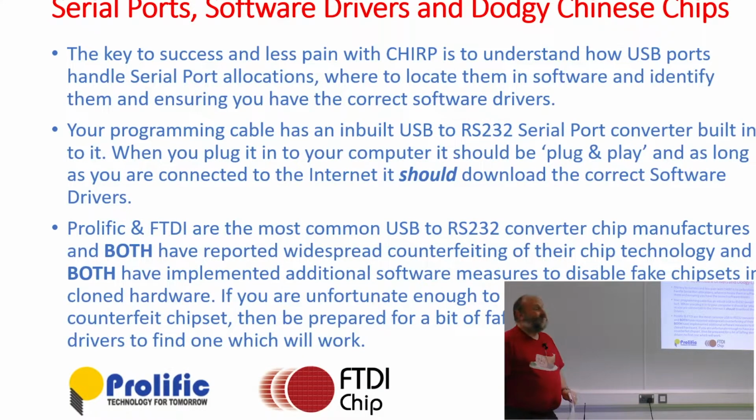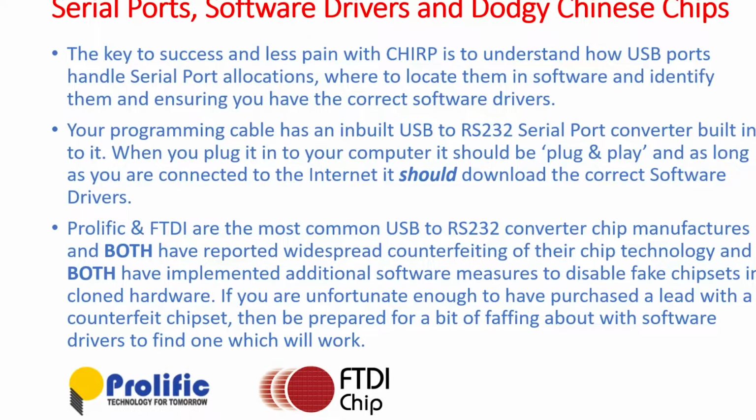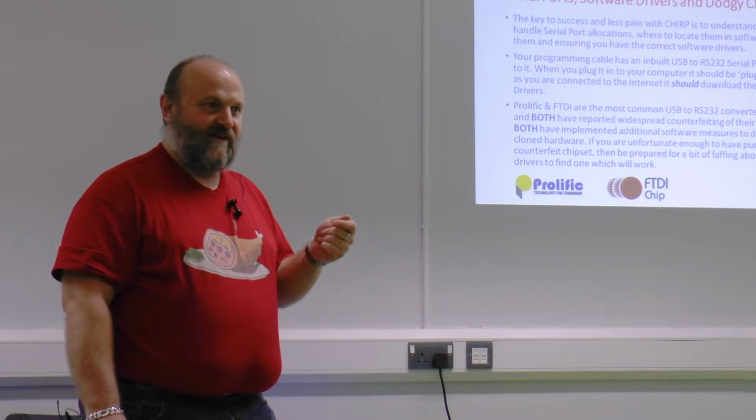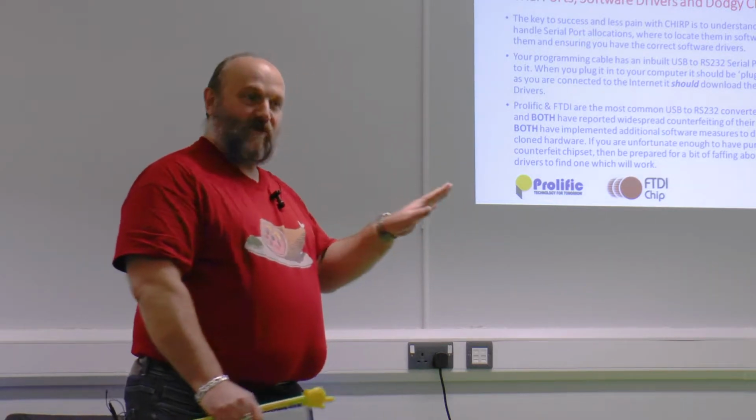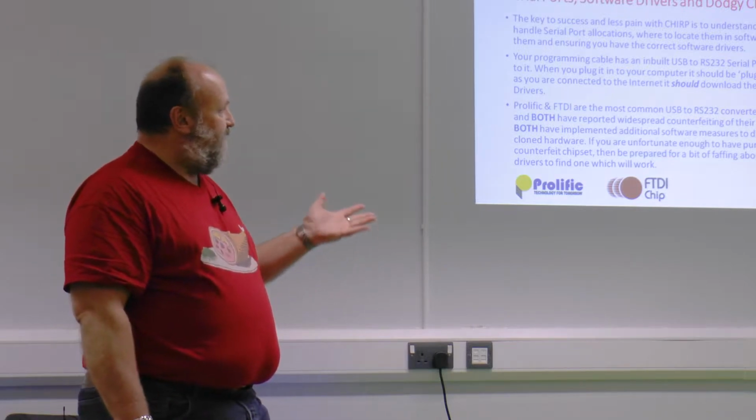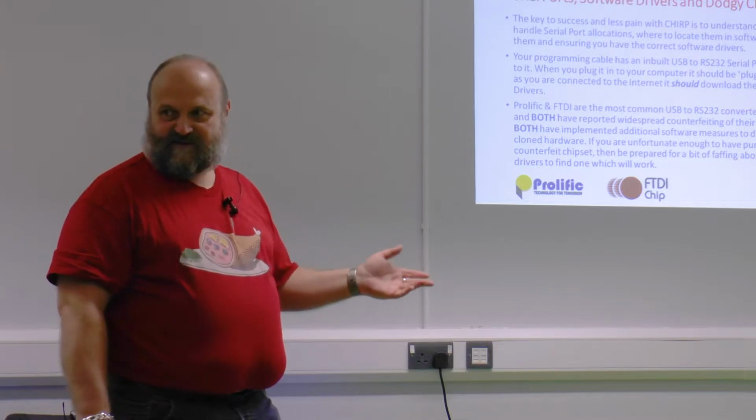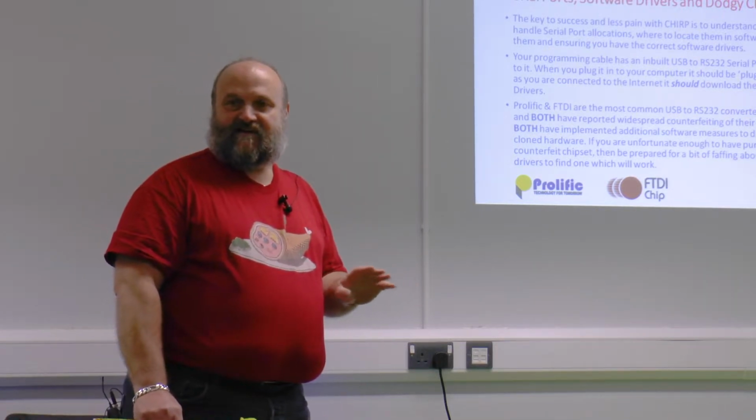Prolific and FTDI are the most common USB to RS232 converter chip manufacturers, and both have reported widespread counterfeiting of their chips and their chip technology, and both have now implemented additional software measures in the new drivers, or newer drivers, which will actually disable the use of the fake chips. So if you buy a cable and it's got a fake chip, you use the latest software driver, you'll find that it will probably disable the use of that. We'll come on to that in a bit more detail in a minute. So as it says there, if you're unfortunate enough to have purchased one of these, be prepared to do a bit of faffing with software drivers.